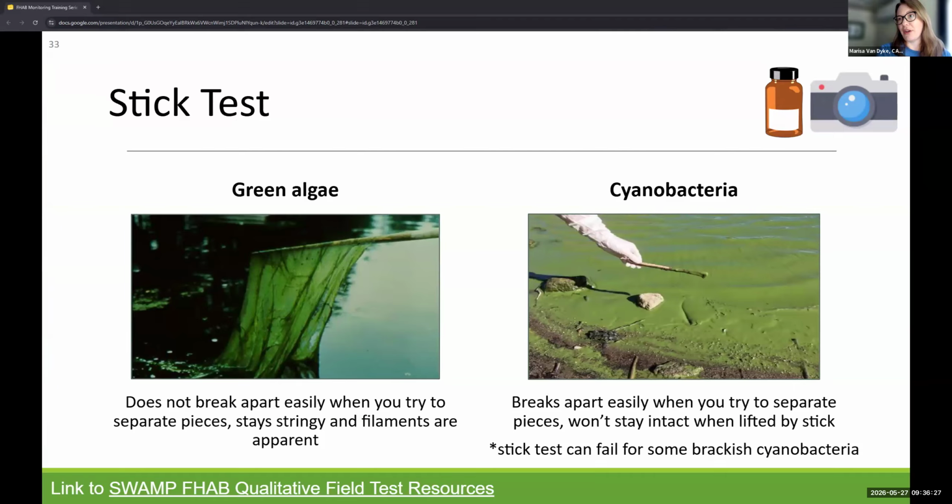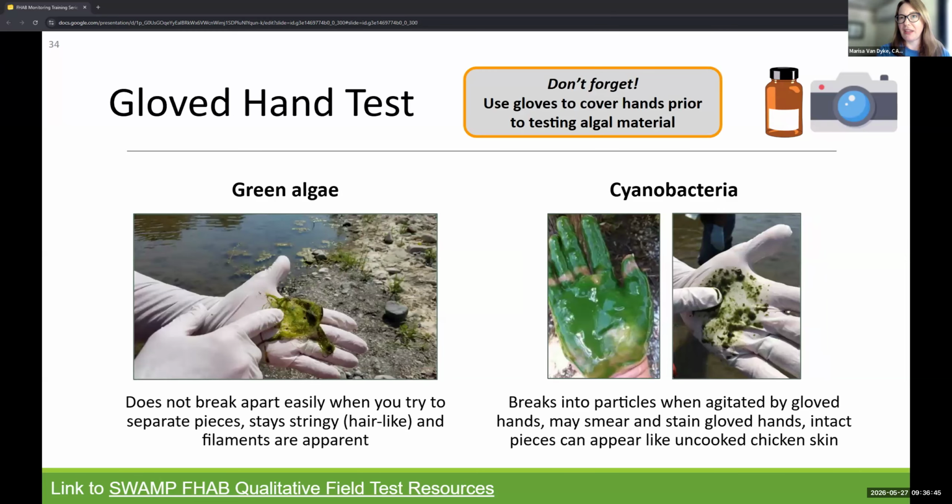If it comes up out of the water and there's pieces hanging off, it's likely green algae. These things stay more intact, right? They're true algae. And then cyanobacteria are known to fall apart. They can easily break apart, and it's likely cyanobacteria. Just helps you distinguish what you're looking at, to know what you should sample.